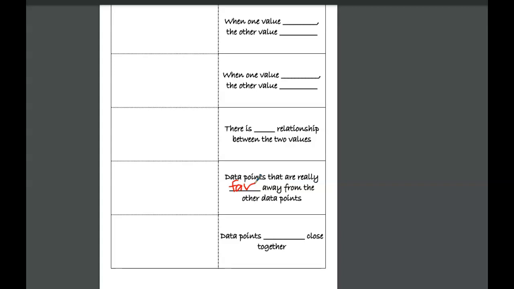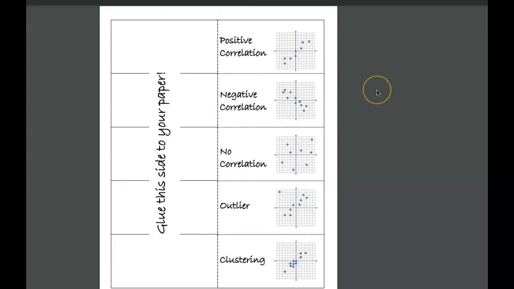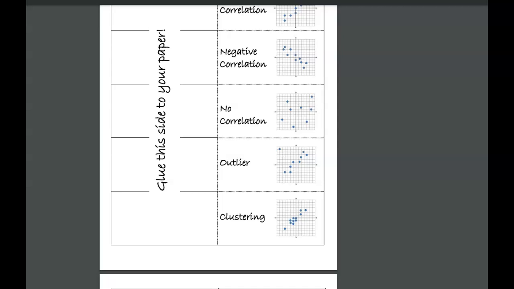And then you have clustering. That is data points that are grouped close together. If you close that tab and look at the picture on the front, you can circle this right here because that is a cluster, because all of those are really close together, okay? They're grouped together. So these are the types of associations that we can have on scatter plots.